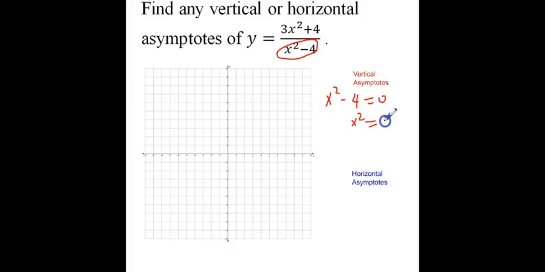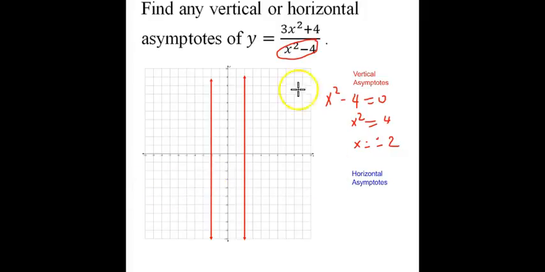x squared equals 4. Taking the square root of both sides, we get x equals plus or minus 2. So we have a vertical asymptote at +2 and one at -2. Two vertical asymptotes. For horizontal asymptotes, we look at the degree of the numerator and the degree of the denominator. The degree of the numerator, the greatest term is x squared, so it's degree 2. The denominator, the greatest degree is 2 as well, so they have the same degree.